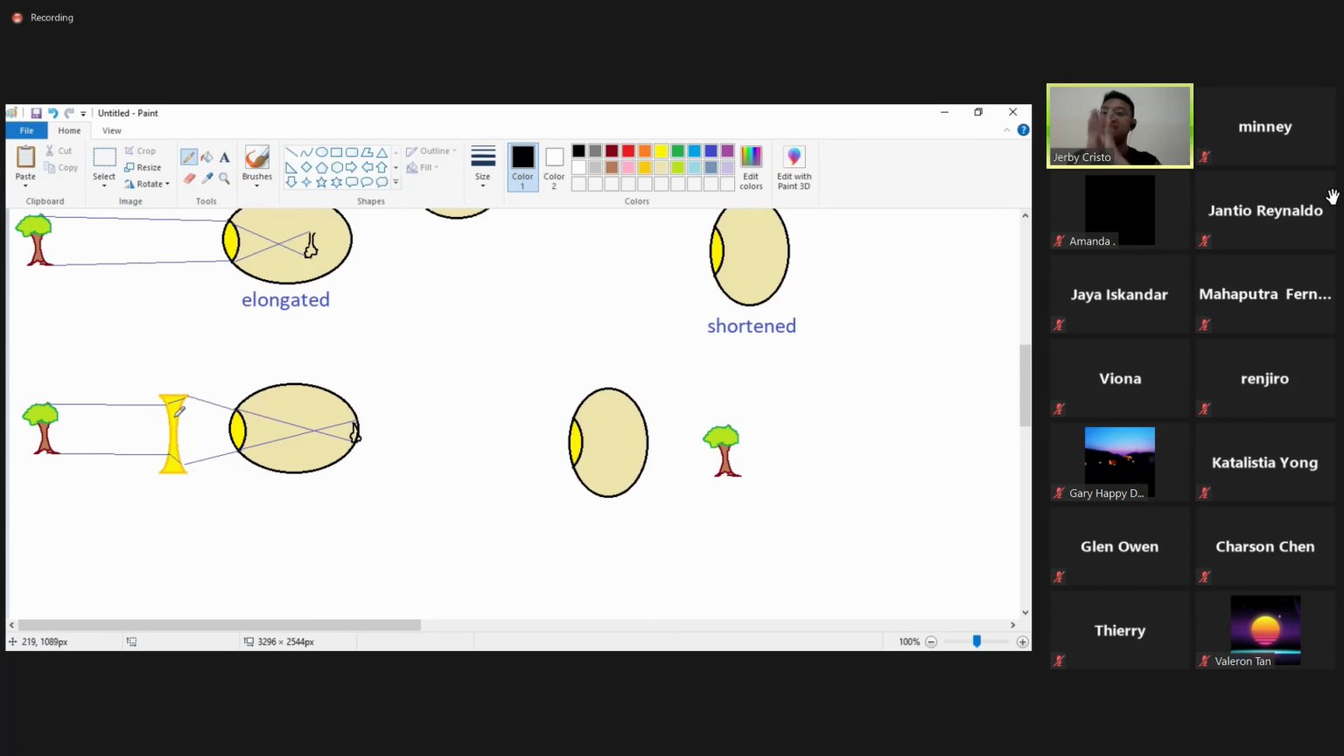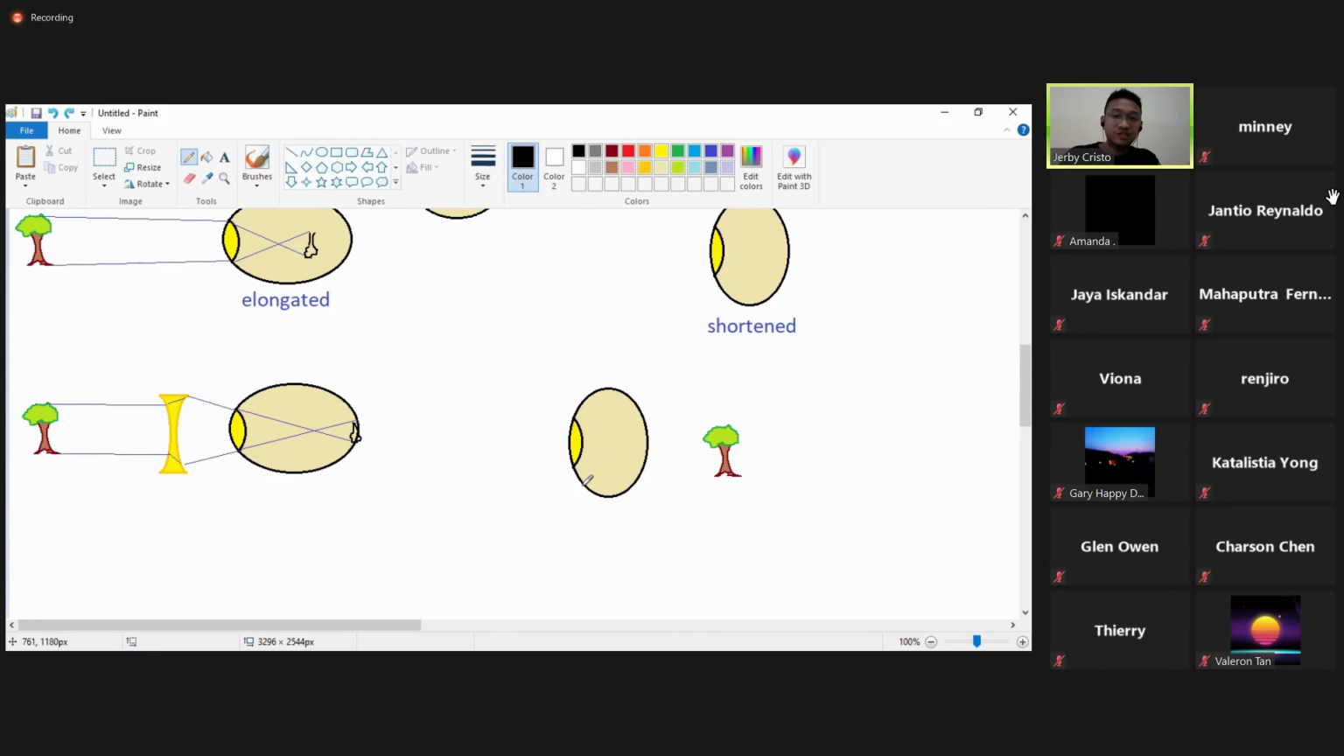So it depends on the thickness of your eye. That's why it has to be measured when you are doing an eye inspection, when you are purchasing glasses.